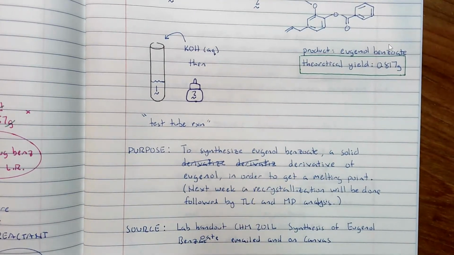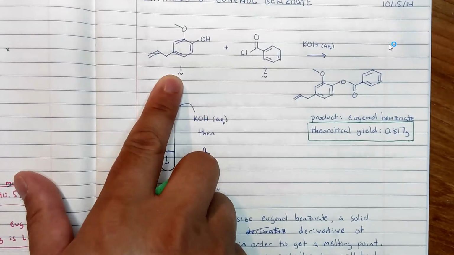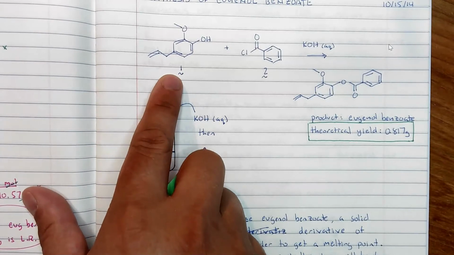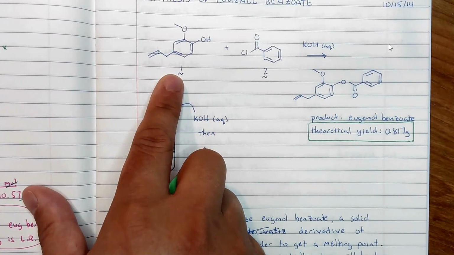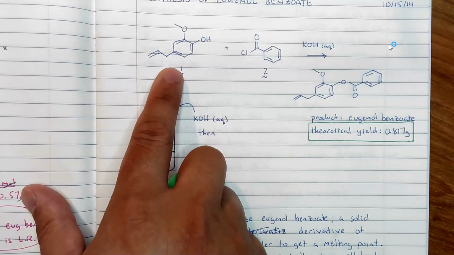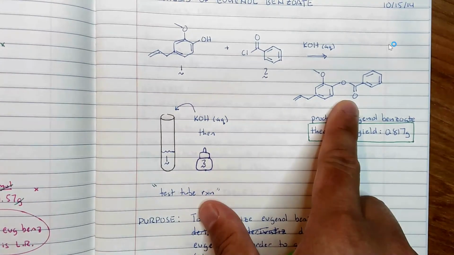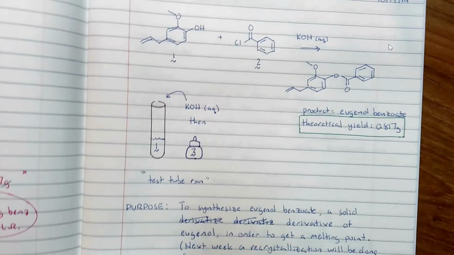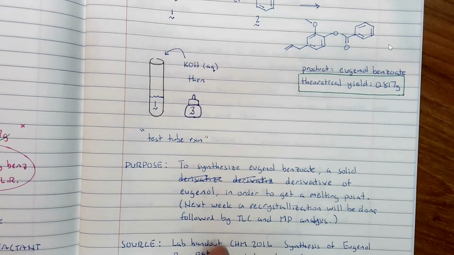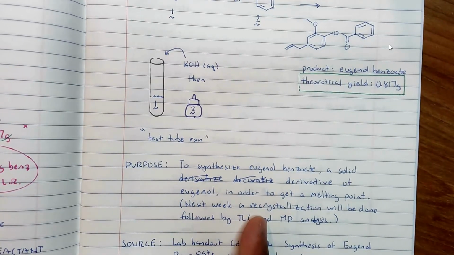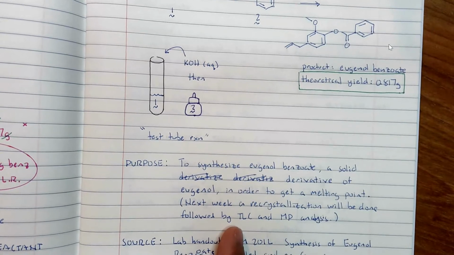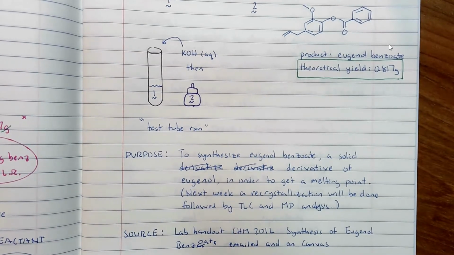We want to do this because we want to get a melting point. And this is an oil. This was something I did in the previous lab, and we want to verify that this is really eugenol by making eugenol benzoate and getting the melting point. Now, next week we'll do a recrystallization followed by TLC and melting point analysis.